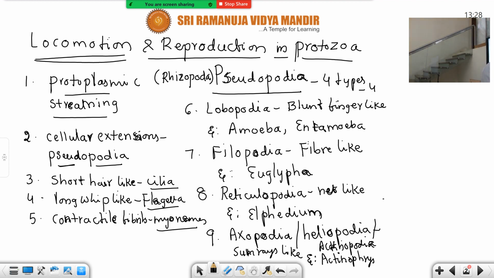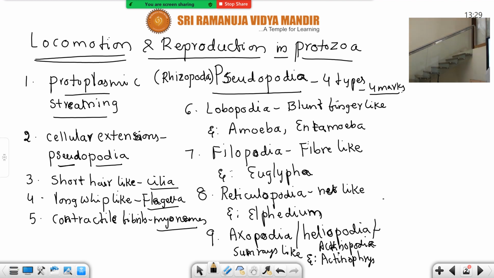This is a four marks question. From this, a two marks question is also there: distinguish between lobopodia and phylopodia. That is a two marks question. You must write these two: blunt finger-like lobopodia, example amoeba, and fiber-like pseudopodia, phylopodia, example Euglypha. That's all. So totally a four marks question. The first 4 marks question from this chapter we have completed.